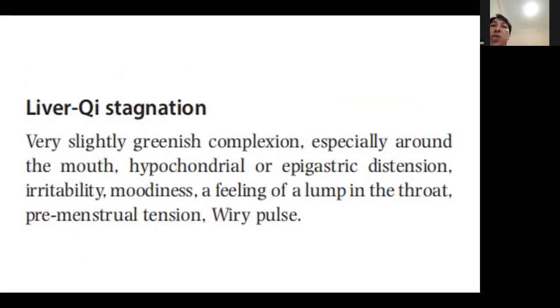Liver qi stagnation: very slightly greenish complexion, especially around the mouth, hypochondrial or epigastric distension, irritability, moodiness, a feeling of lump in the throat, premenstrual tension, and the pulse is wiry.